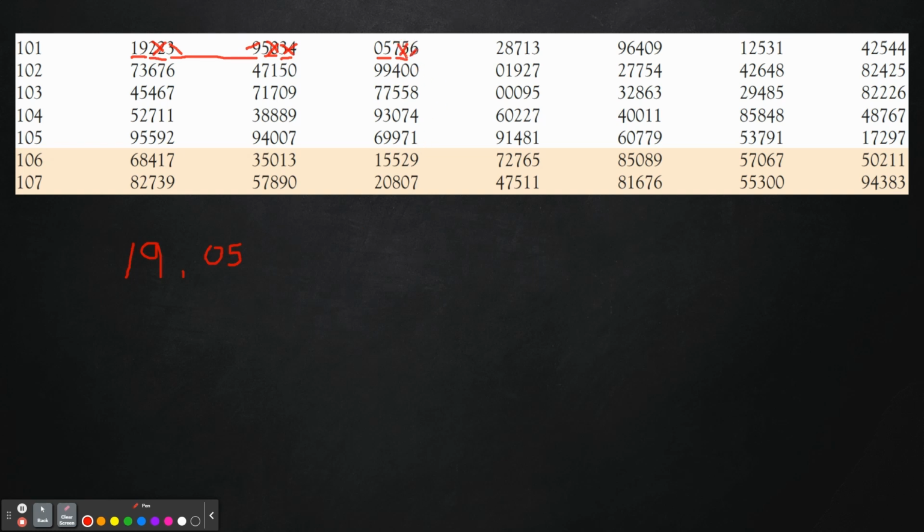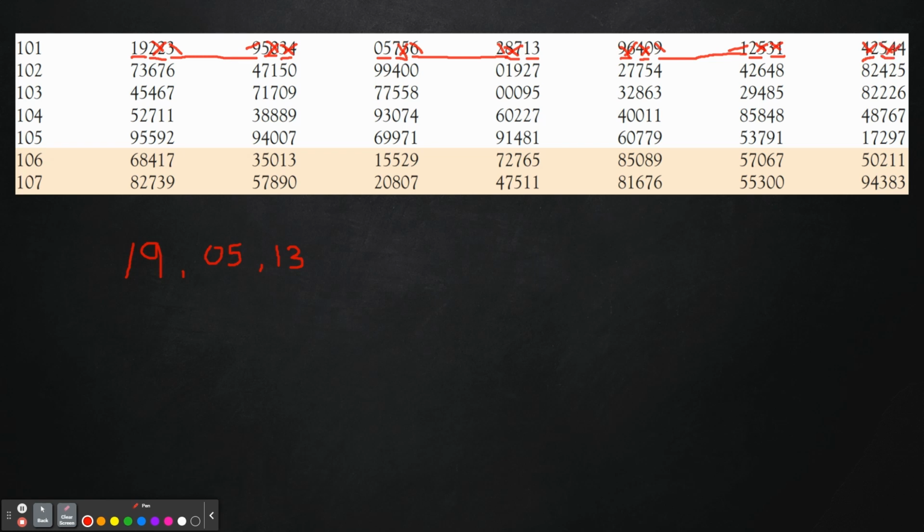75 is not. 62 is not. 87 is not. Oh, but 13, 13 is between 01 and 20, so that would be included in our sample. And we would continue this process. We would throw out 96, we would throw out 40. 91 is not in our data frame, so we would throw that out. 25, 31 are both over. 42 is over.